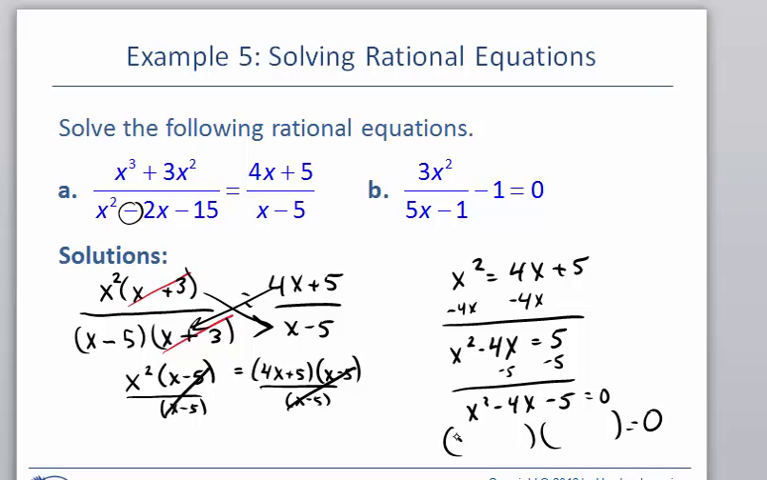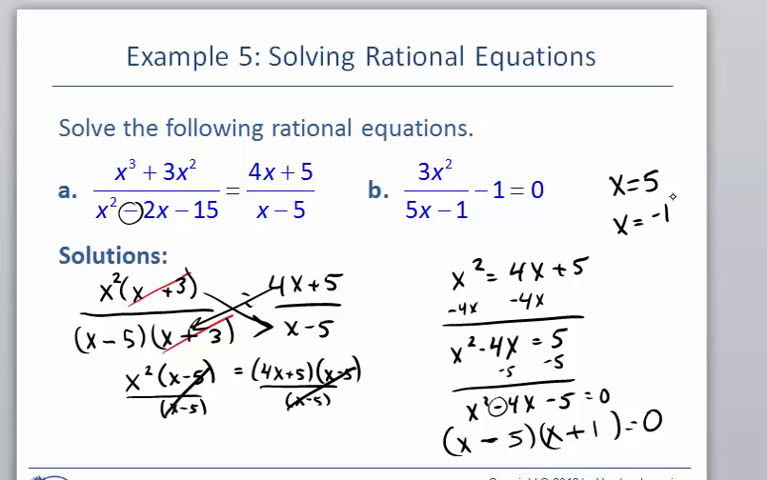Let's factor that. It would have to be an x and an x. On the 5, we would do a 5 and a 1. We want the 4 to be negative, so our larger term needs to be negative, and our smaller one needs to be positive. And so our solutions coming out of this, setting each of these factors equal to 0, we would get x is equal to 5, and we would get x is equal to negative 1.